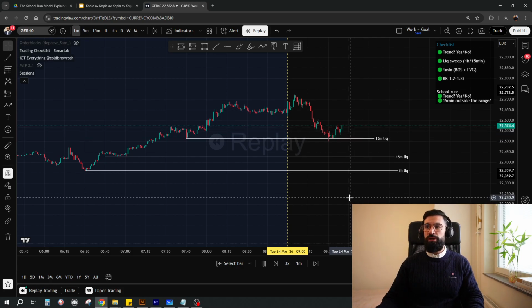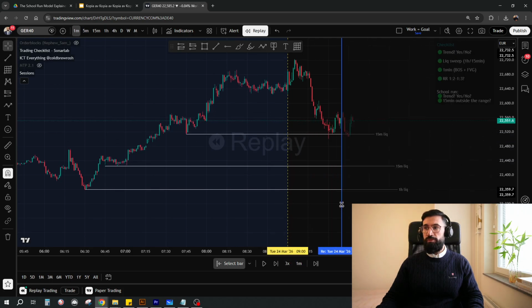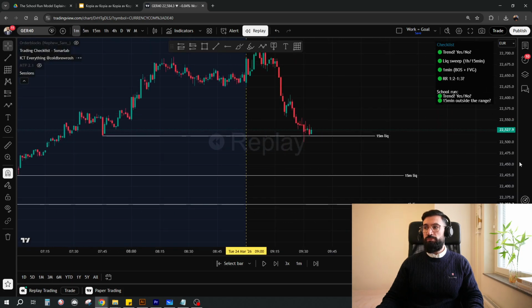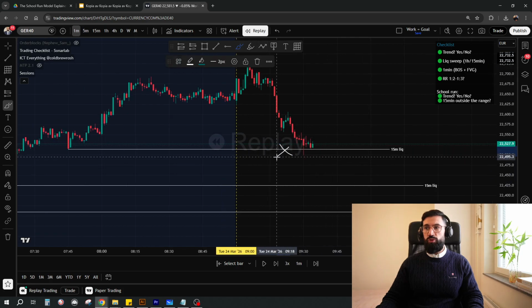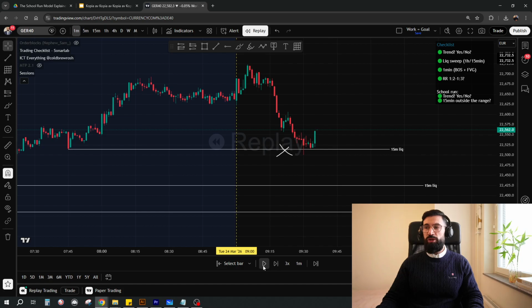So it swept liquidity. Now, let me show you. This is what happens also. It swept liquidity, right? We're waiting for a break of structure to happen. It created a break of structure right here.